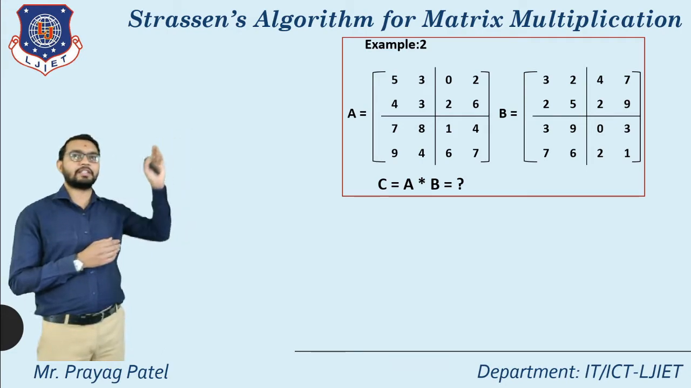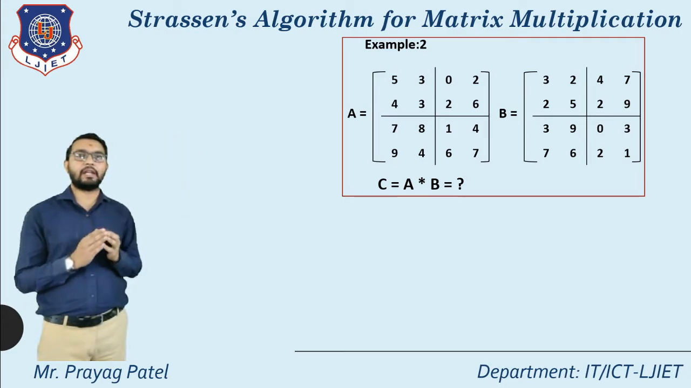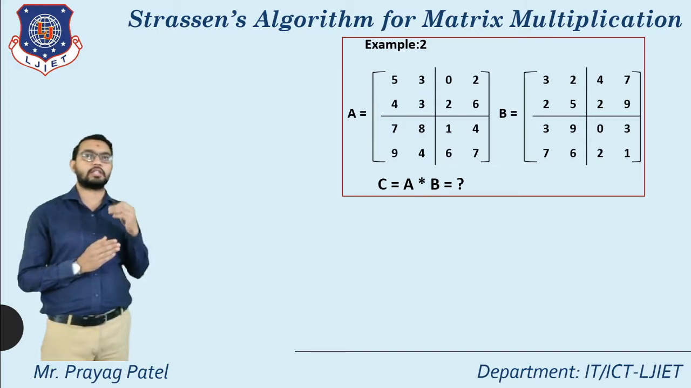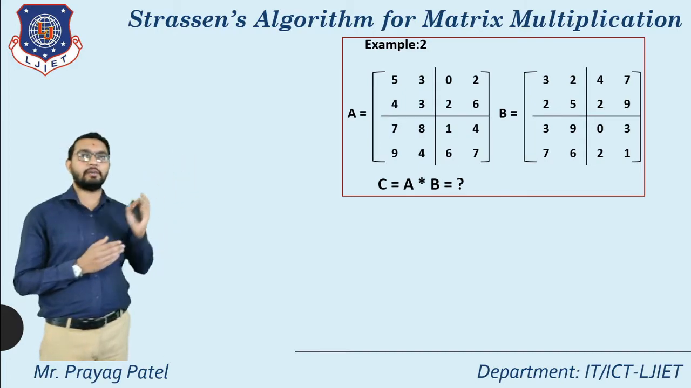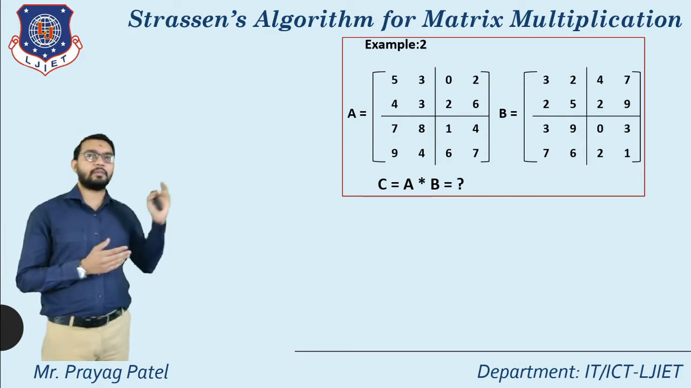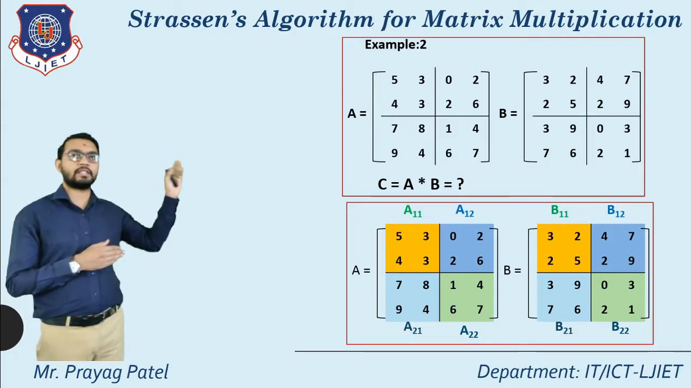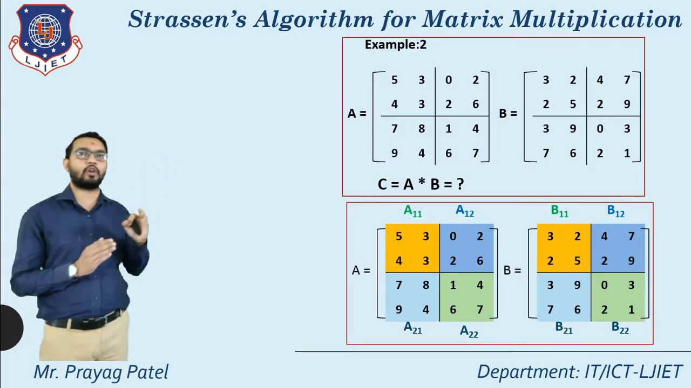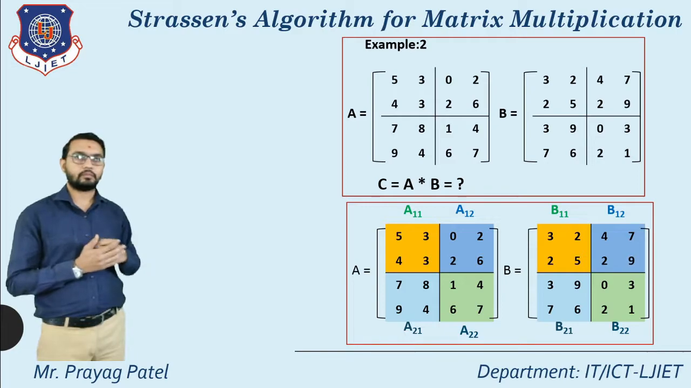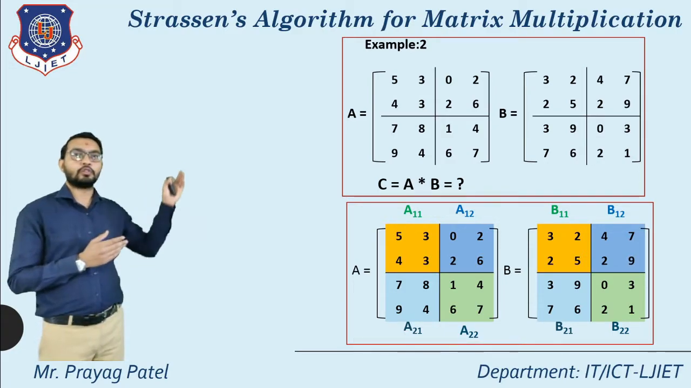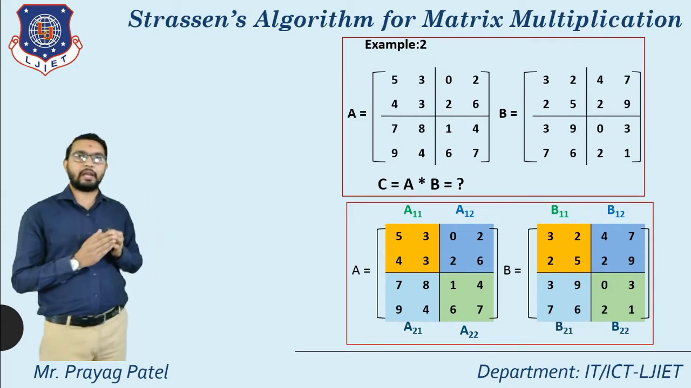But consider the second example, how we can divide this problem into subproblems and how we can find the solution of these subproblems. Here consider the first matrix as A and the second matrix as B. Now multiply A with B. Then what is the value of matrix A and matrix B, or what are the values of A11, A12, A21 and A22? The first is a 4 cross 4 matrix and the second one is also a 4 cross 4 matrix.